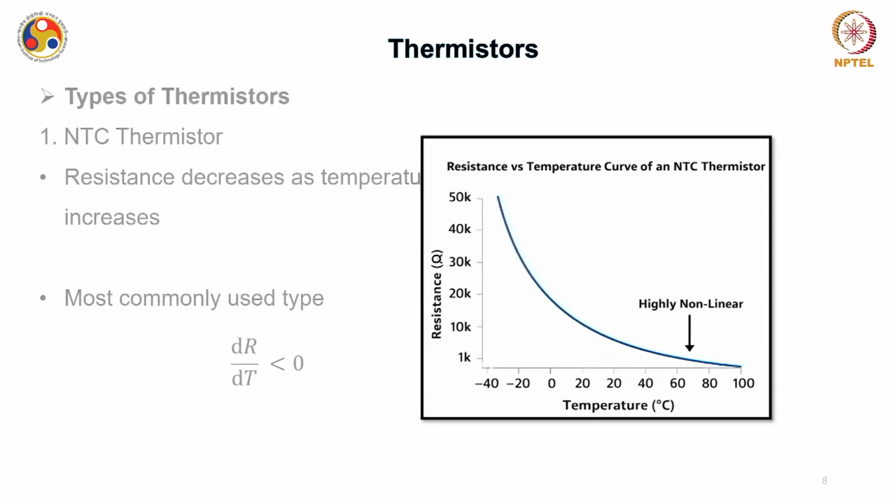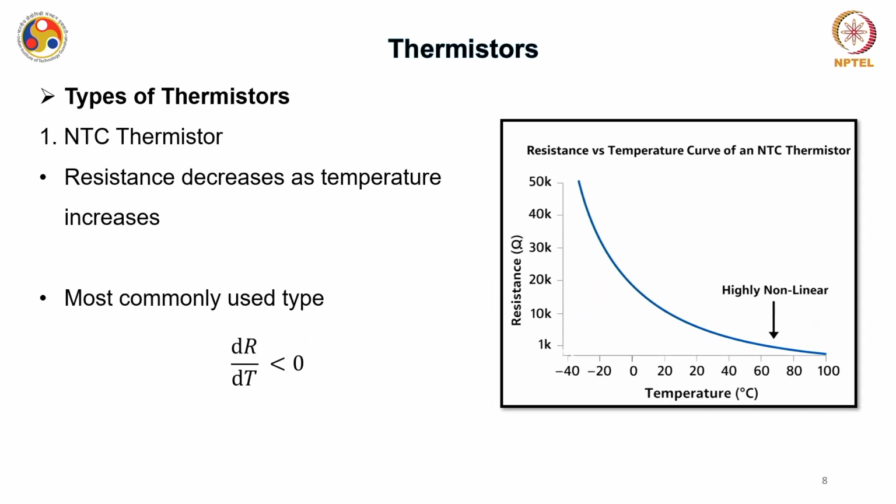Let us see first the NTC thermistors, then we will see the PTC thermistors also. As the name suggests, these are negative temperature coefficient based devices. In NTC thermistors, resistance decreases as the temperature increases. The most commonly used type of device is the NTC thermistor, and in this device dR/dT is less than 0.